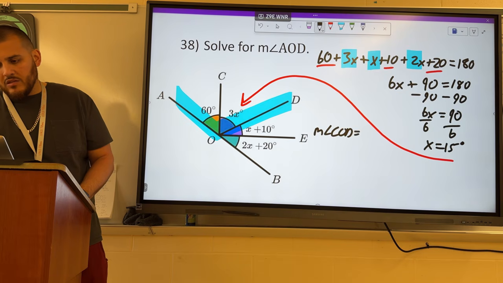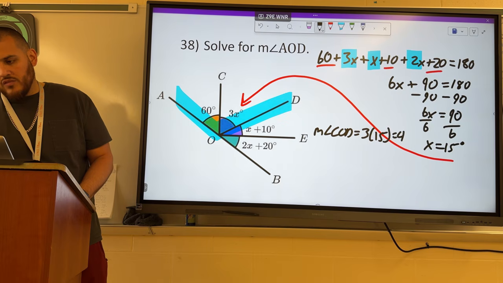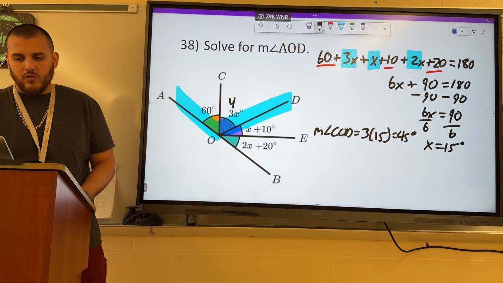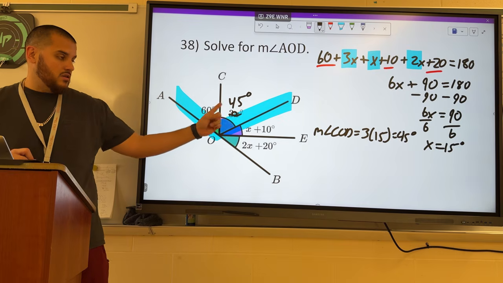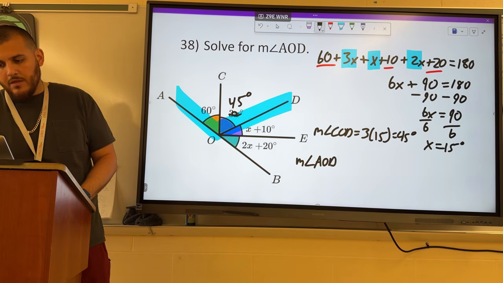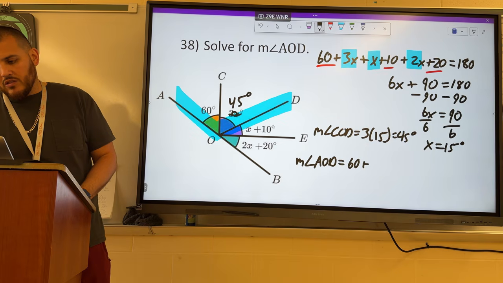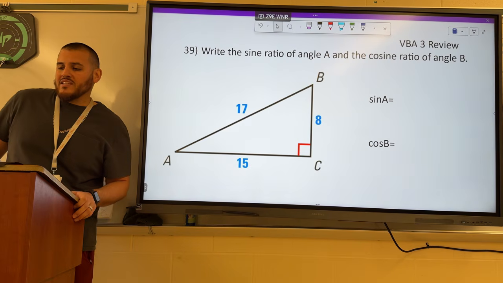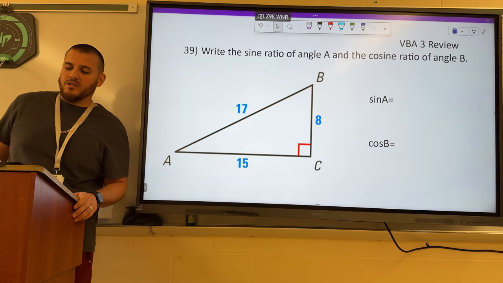And COD is equal to 3x. So 3 times 15 is 45 degrees. And now that I know that that is 45 degrees, I can get the measure of angle AOD with angle addition, 60 plus 45. So the measure of angle AOD equals 60 degrees plus 45 degrees. That is 105 degrees. Next, we're asked to write a sine and cosine ratio of two different angles.